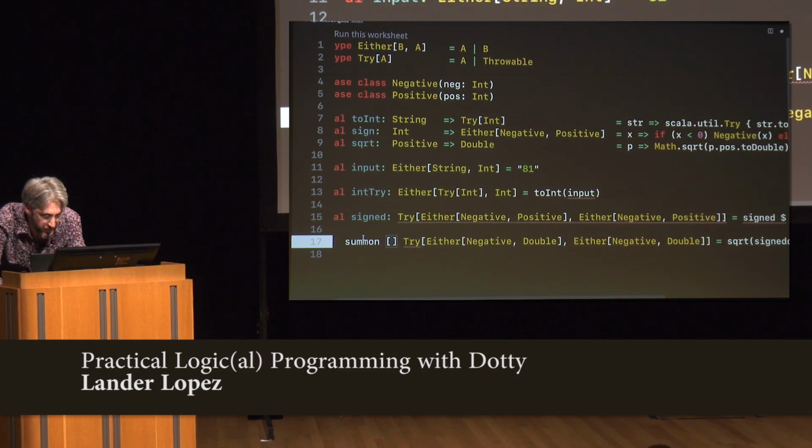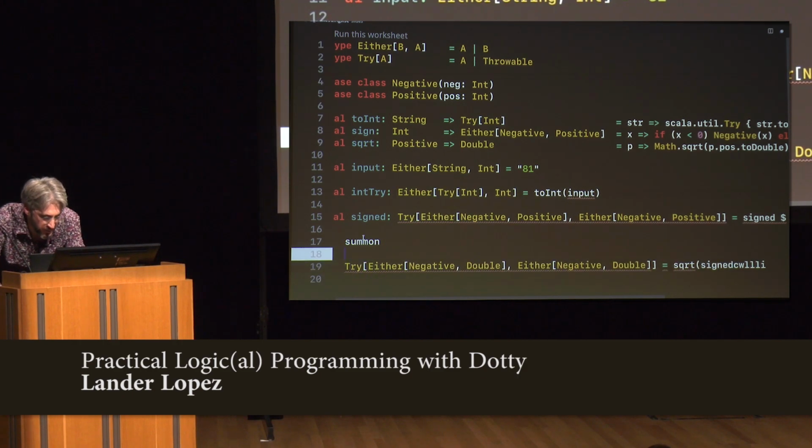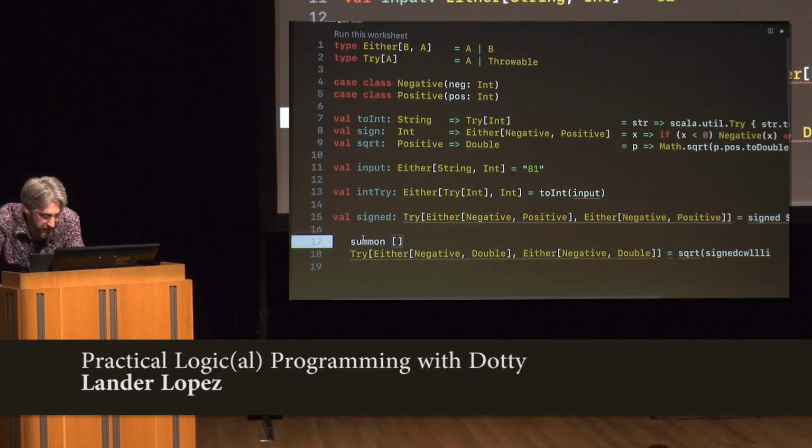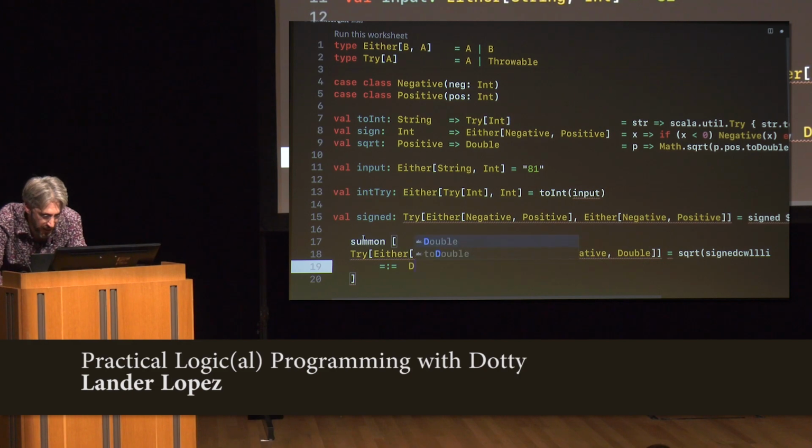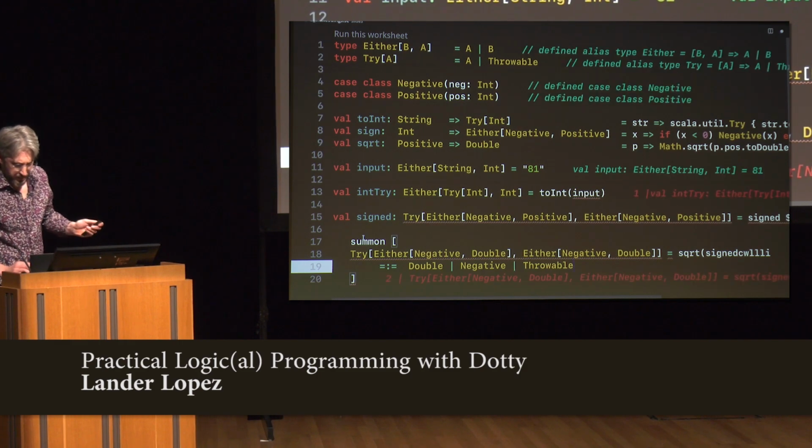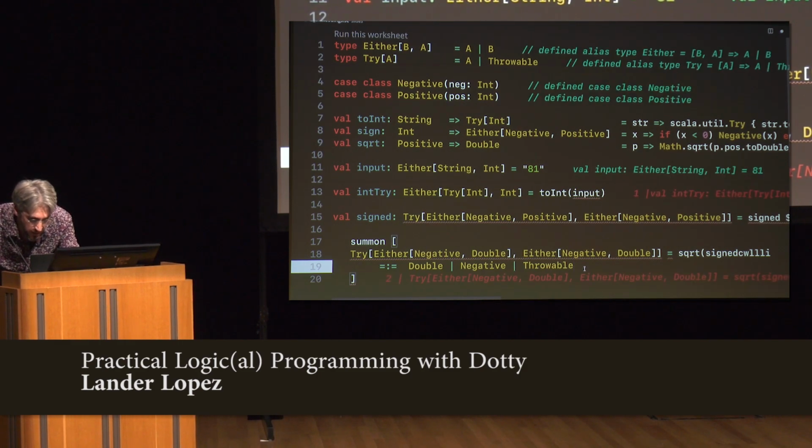If we try to prove it, what I was trying to prove is that this is equal to simply a negative, double, which is the expected result, a negative branch, or a throwable. Sorry, one minute and finishing. Let's make this statement.